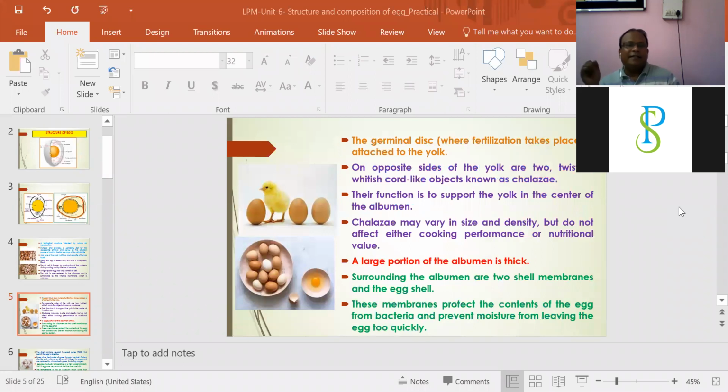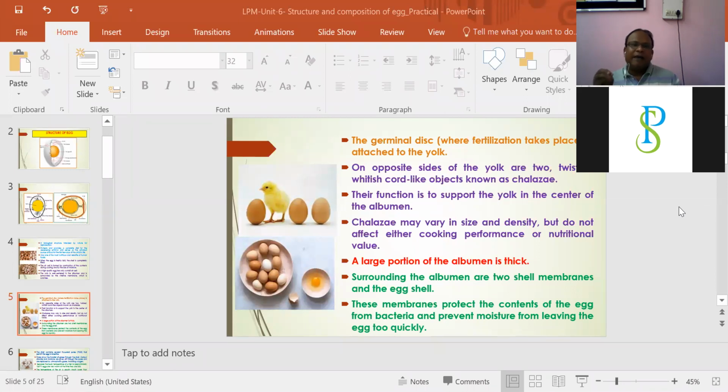There is the germinal disc, which is situated upon the yolk, where fertilization takes place. It is attached to the yolk, just on the surface of the yolk. On the opposite sides of the yolk, there are two twisted whitish cords that are known as chalazae. They are made up of protein, and the function of the chalazae is to keep the yolk at the center of the cell.